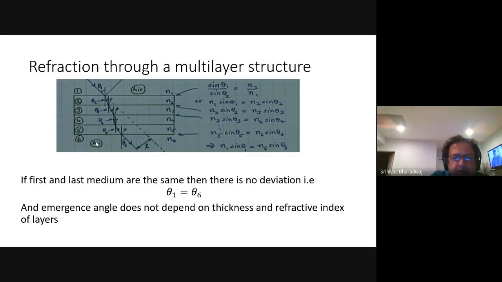So if you had multiple mediums in the middle, refraction through a multi-layer structure, this one and this one are the same, so you will end up with theta 1 and theta 6 being the same. This medium and this medium, N2 and N5, are the same. Therefore, the angles will appear the same. Okay, the first medium and the last medium are the same, and there is no deviation. The emergence angle does not depend on the thickness and refractive index of the layers. The thickness of each layer does not matter.